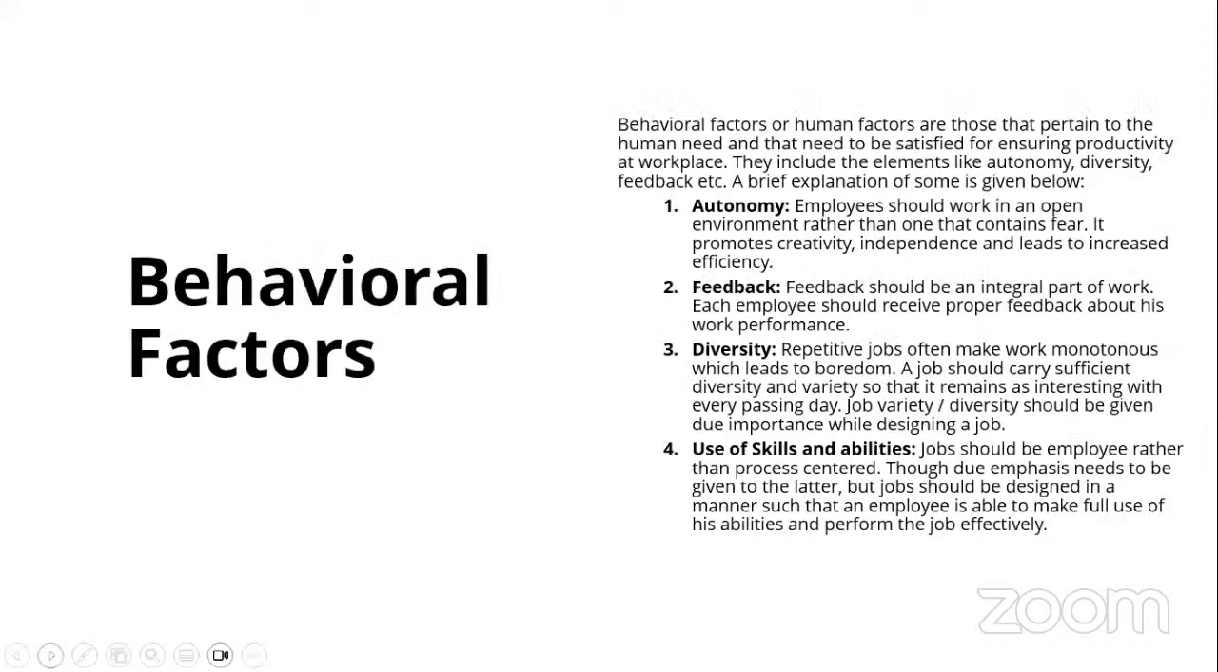Behavioral factors. Behavioral factors or human factors are those that pertain to the human need and that need to be satisfied for ensuring productivity at workplace. They include elements like autonomy, diversity, feedback. A brief explanation of some is given below. Autonomy. Employees should work in an open environment rather than one that contains fear. It promotes creativity, independence, and leads to increased efficiencies. Number two, feedback. Feedback should be an integral part of work. Each employee should receive proper feedback about his work performance regularly.